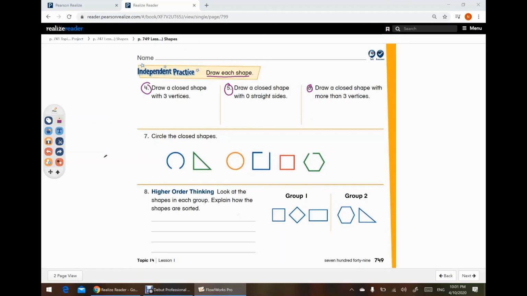Now, number 7, circle the closed shapes. Now you will trace it with your finger. Trace it with your finger. And if you come back to the same point where you started, it's a closed shape. So here there are so many shapes. If it's closed, you will circle those shapes.